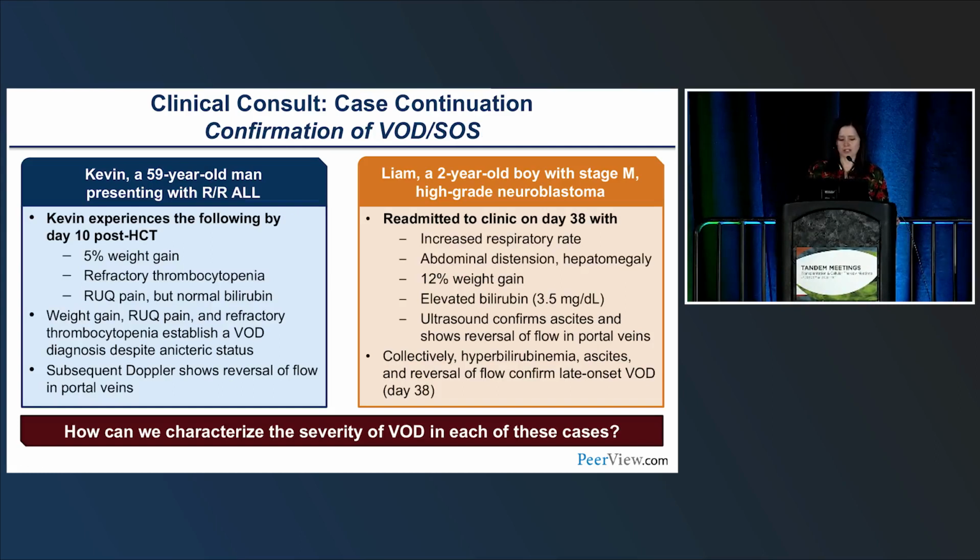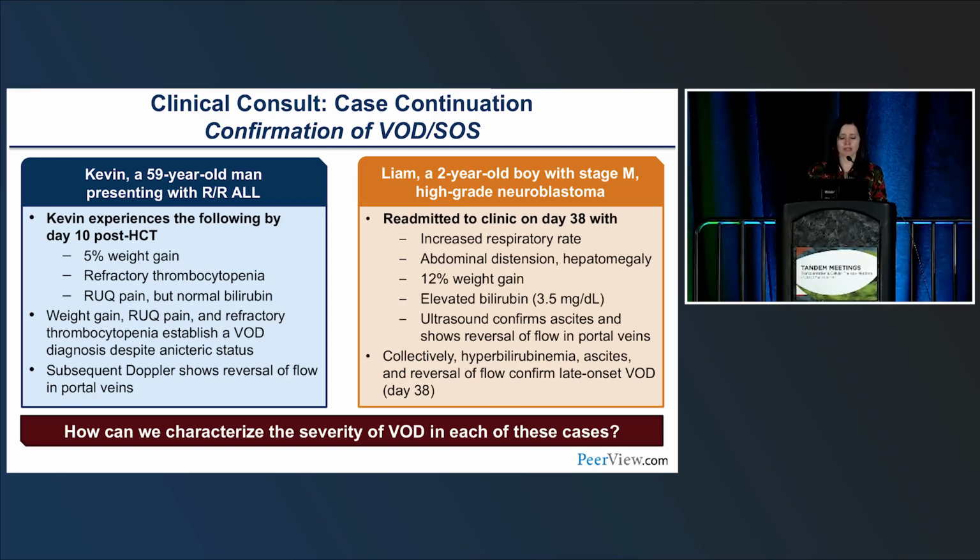So getting back to our cases, on day plus 10 in our adult patient, he had 5% weight gain, refractory cytopenia, right upper quadrant pain, but a normal bili. The weight gain, right upper quadrant pain, and refractory cytopenia do meet the criteria for VOD despite the anicteric status. So one of the things I hope you can take from this is to think about it even if your bili is not high.